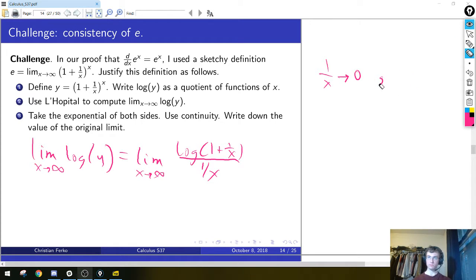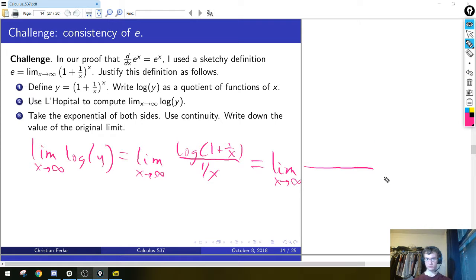Right. Okay, but that's good, because that's one of the valid ones that we're allowed to use. So if we say 0 over 0 at infinity is something that we are allowed to L'Hopital, then what do I get when I take the derivatives top and bottom?